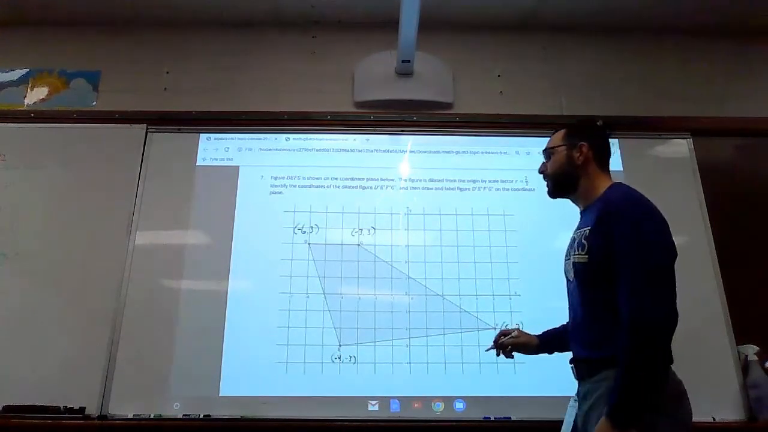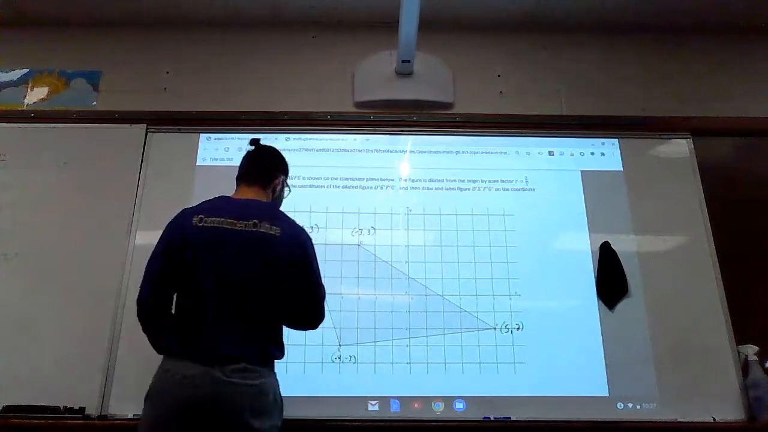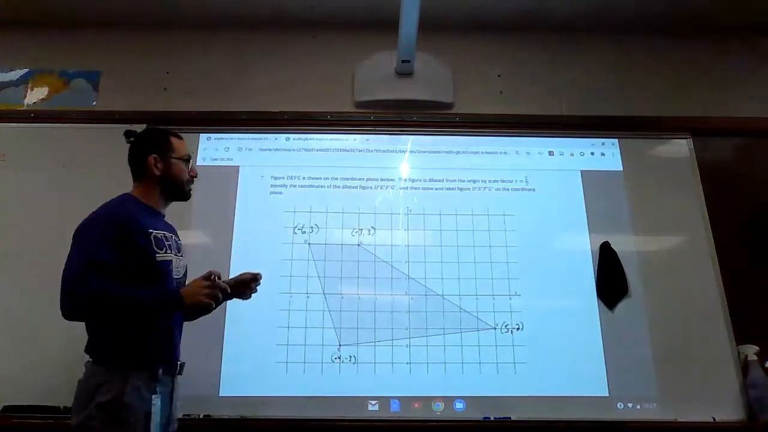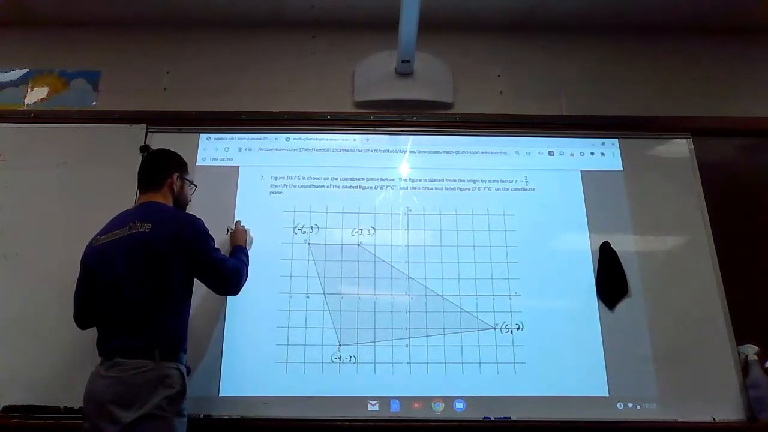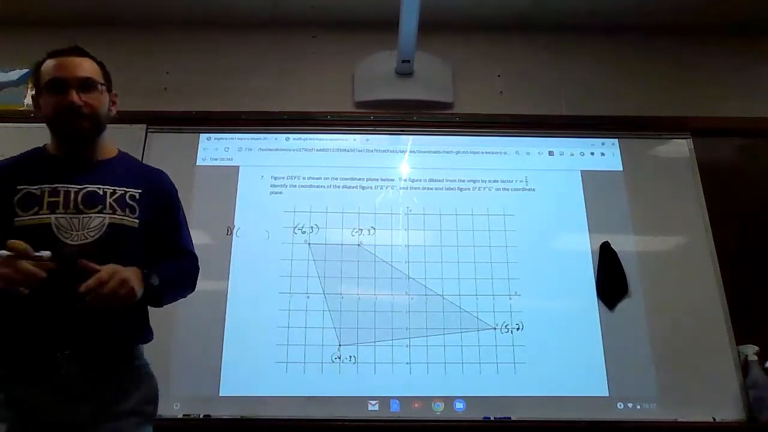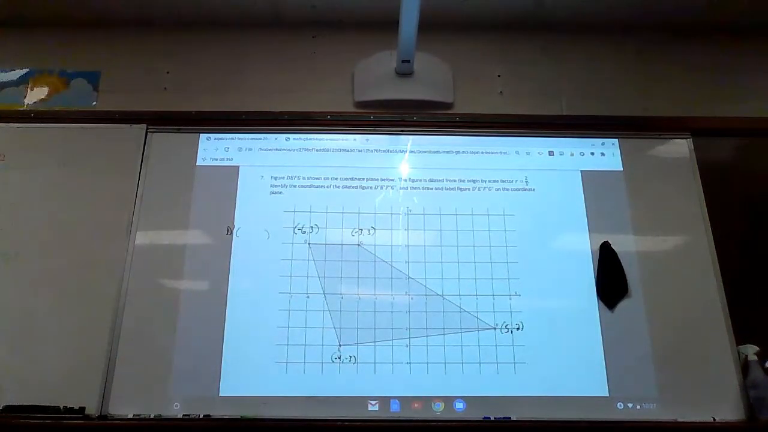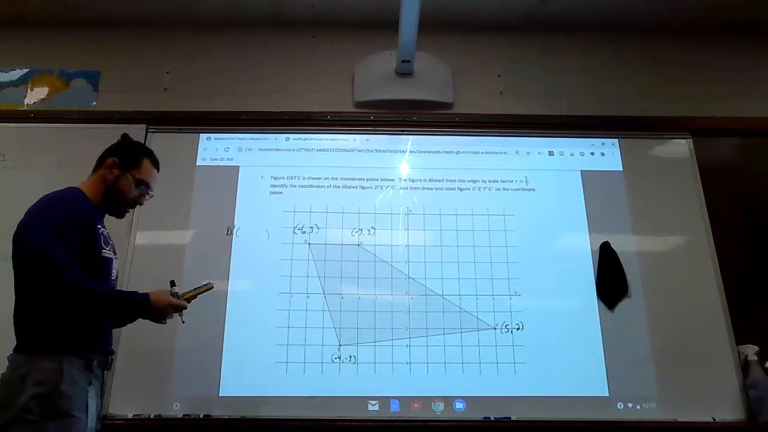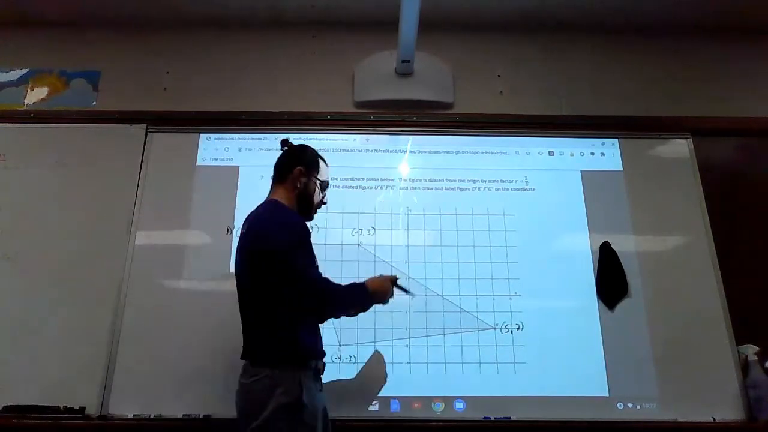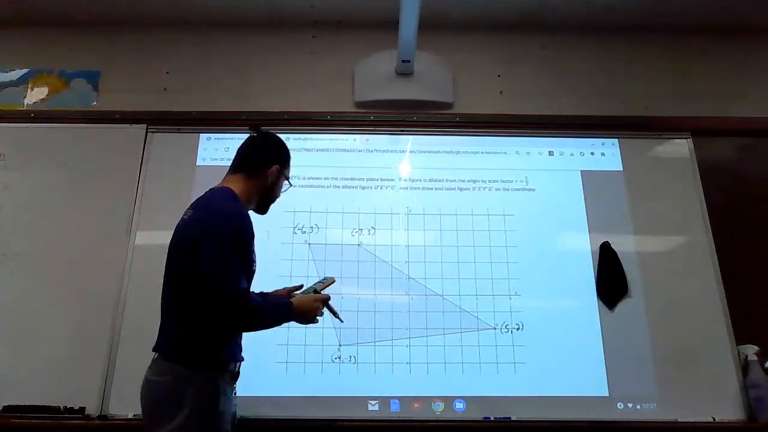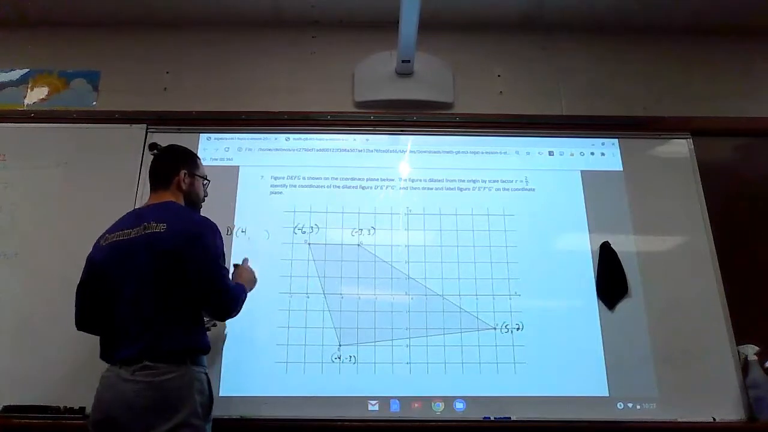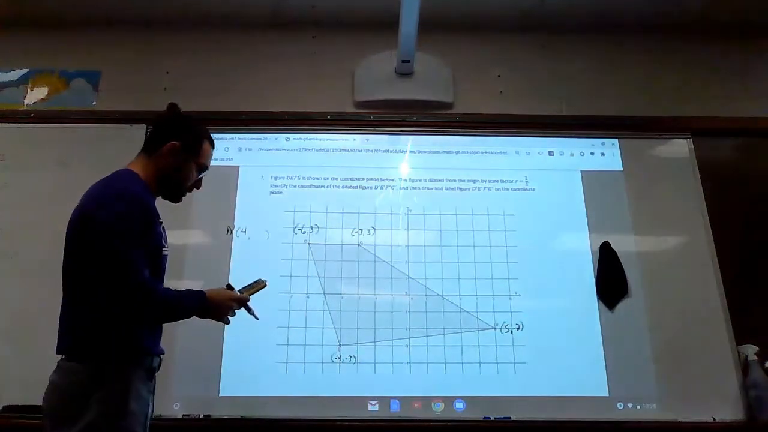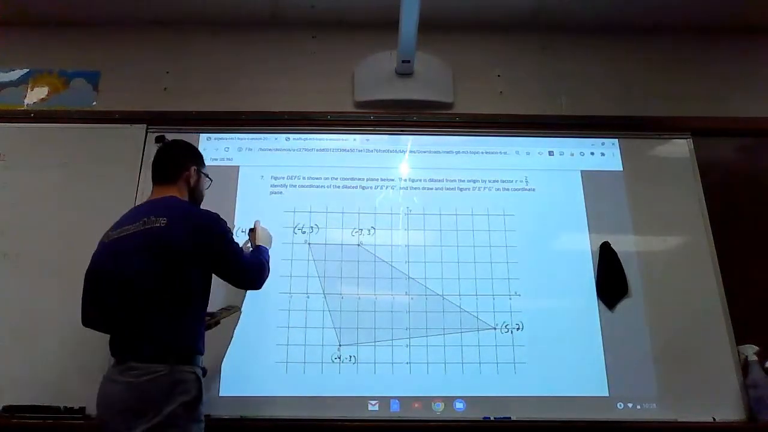Okay. So how are we going to find D prime? Well, we take these numbers. So I'm going to come out here and I'm going to write D prime. And I'm going to get my calculator. And I'm going to take -6 times my scale factor, which is 2 divided by 3. And it gives me -4, 3 times 2 divided by 3, and it gives me 2.